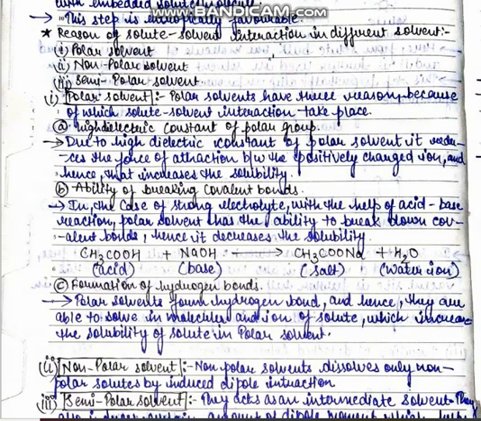Second is the ability of breaking the covalent bond. In case of a strong electrolyte, for example sodium hydroxide, with the help of acid-base reaction, polar solvent has the ability to break the covalent bond. Hence, it increases the solubility. For example, we are taking acetic acid and sodium hydroxide. Here, acetic acid acts as an acid and sodium hydroxide acts as a base. When the interaction takes place between them, then the covalent bond breaks and converts into a water molecule and a salt is formed.